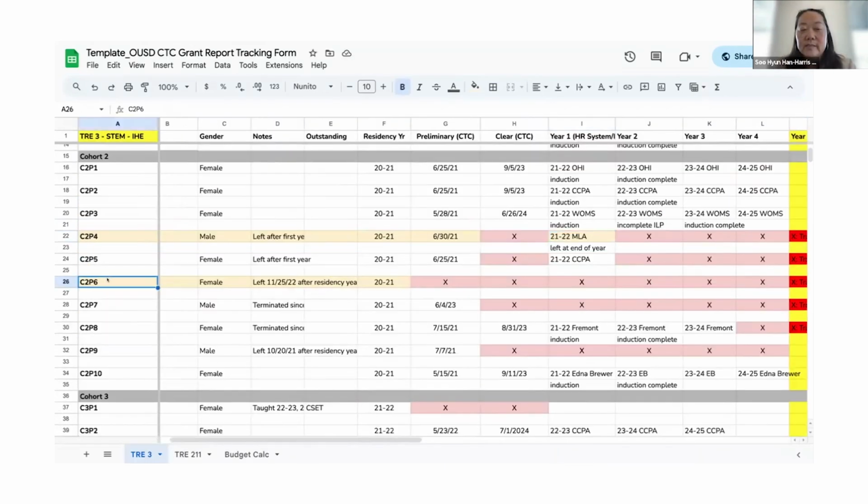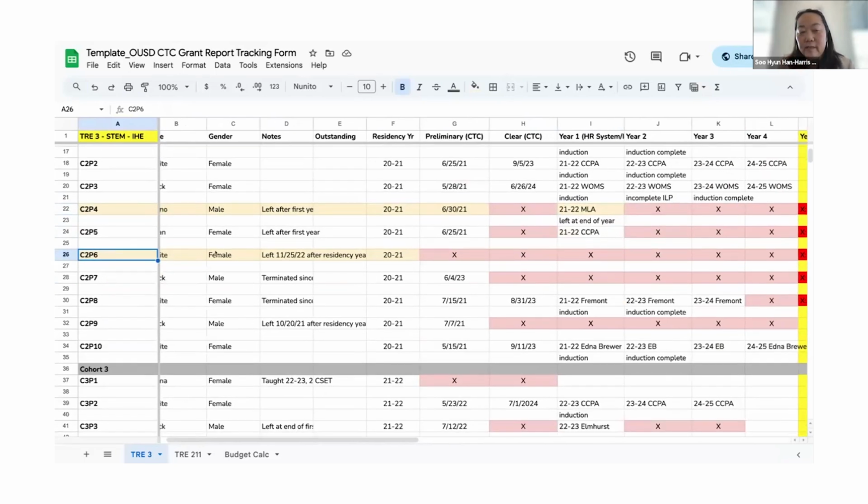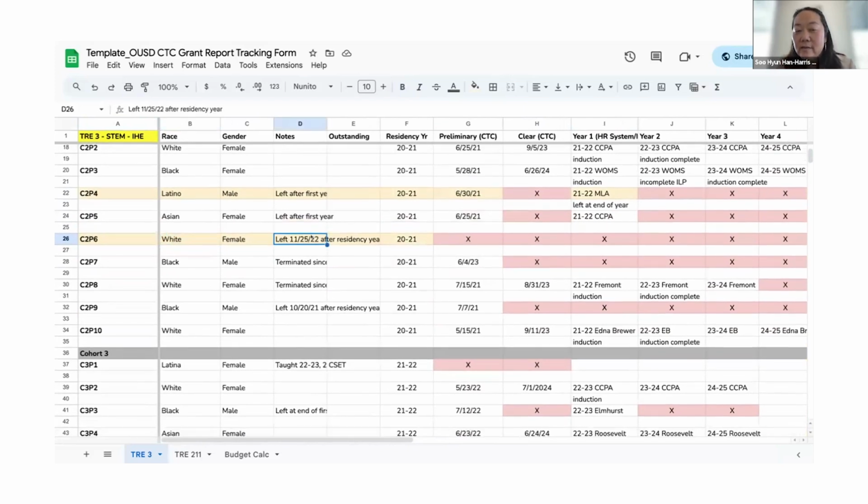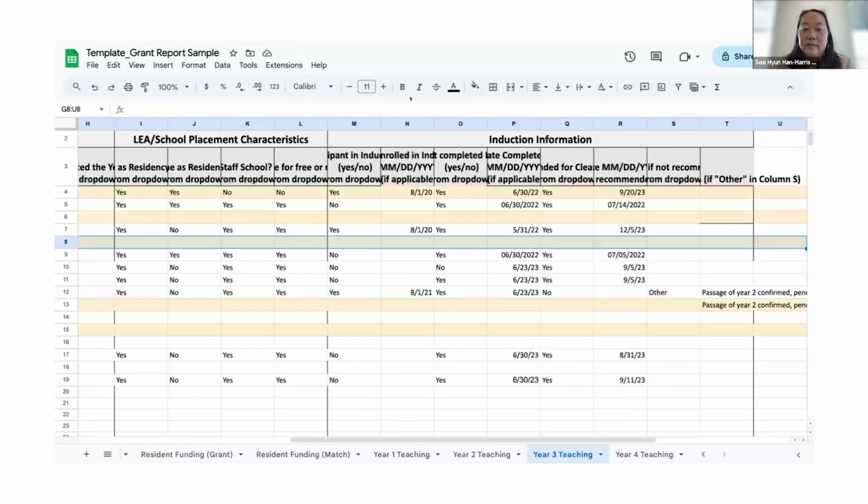The more useful person to look at may be this person 6 right here. So this person actually completed the residency year, but did not complete all of their requirements. And then they left before they got their preliminary. And they don't have their preliminary as of today. So what's happening is that this person actually used grant funds, and went through their residency year, but did not complete according to the CTC definition, and also has not served any of their service years.